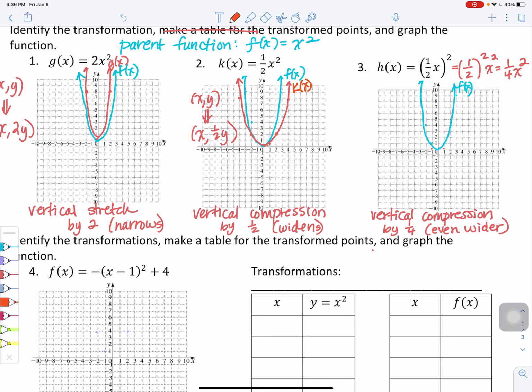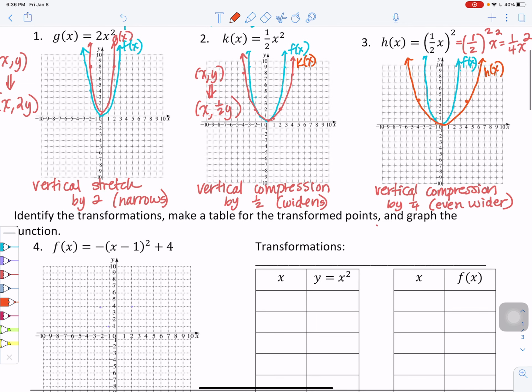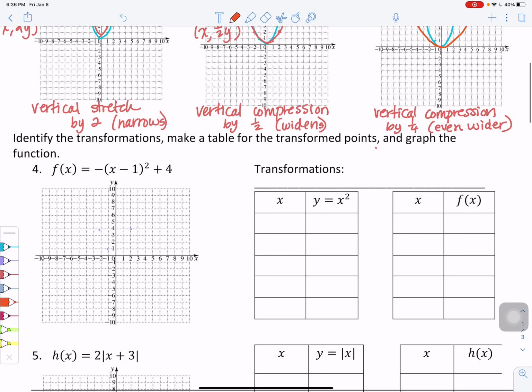Let's go on to 4. 16 is on the graph of the parent function, so now it would be (4, 4), (negative 4, 4). So now you can see how much wider this graph is. And this is h of x. So those vertical compressions actually make those graphs much wider.